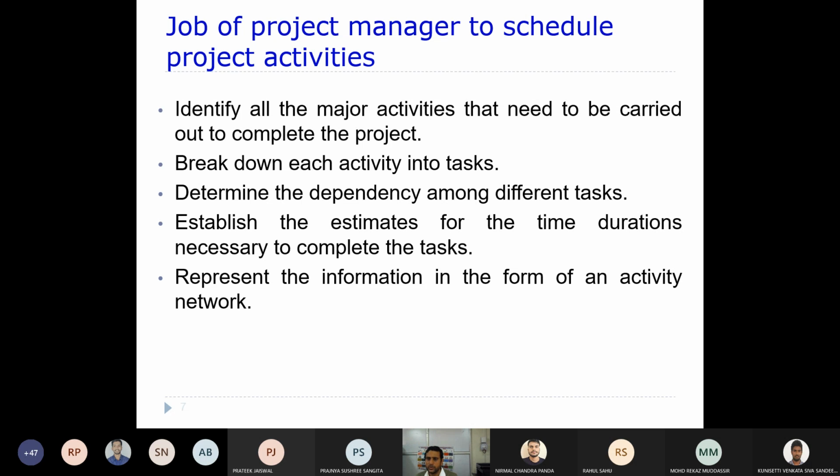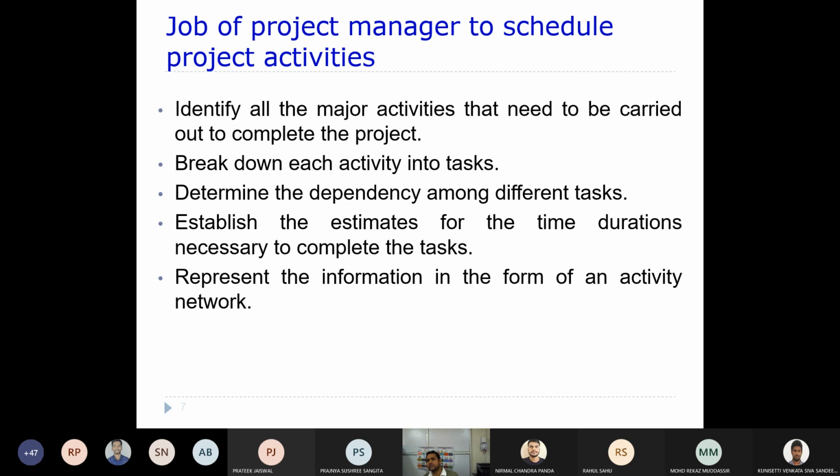And then these tasks will be scheduled, maybe, so that unless or until a few tasks are carried out, the other set of tasks cannot be started. That means there you can have some sort of dependency also. Okay, so determine the dependency among different tasks. That means which task should be finished first, which task should be started after this task. This sort of thing, right? So you need to find out the dependency among them, right?